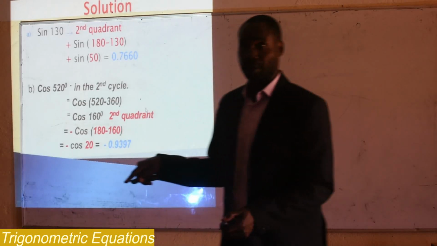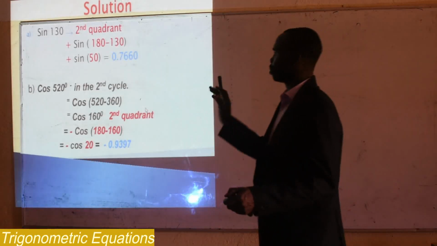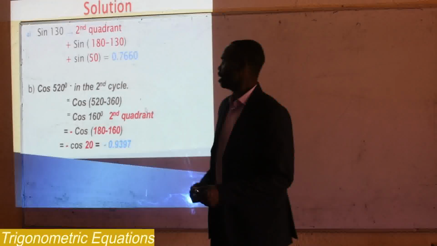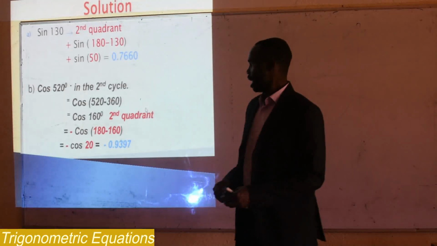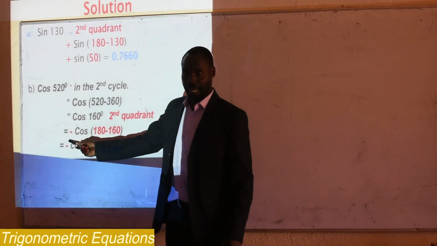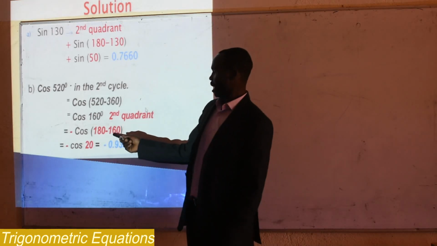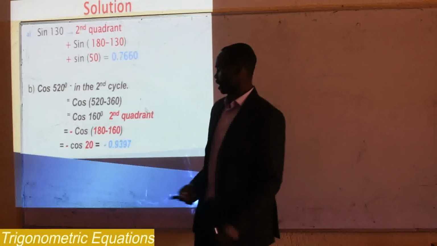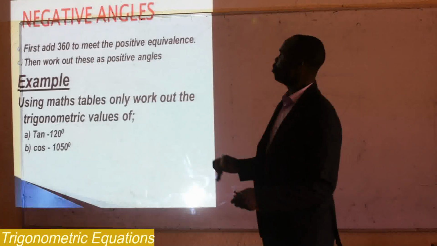520 is in the second cycle. So when we want to reduce it to the first cycle, we minus one cycle, 360 degrees. So 520 minus 360, we get 160. 160 is in the second quadrant, and therefore, in the second quadrant, cos is negative, and that is why this negative is here. So negative cos, and then we reduce it, 180 minus 160. What we get is negative cos 20, which is negative 0.9397.